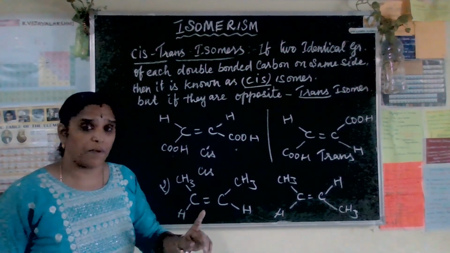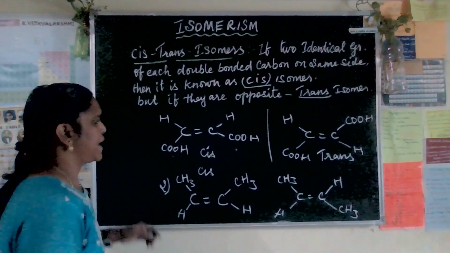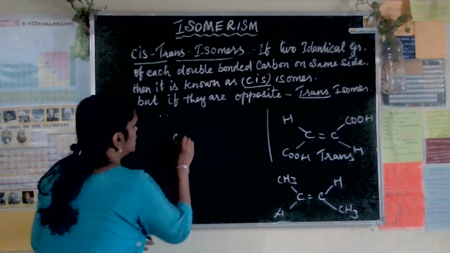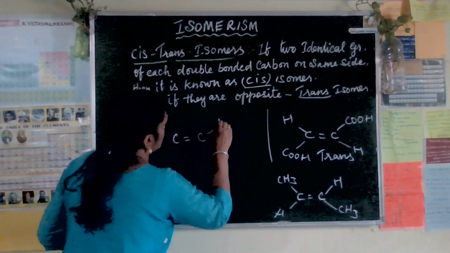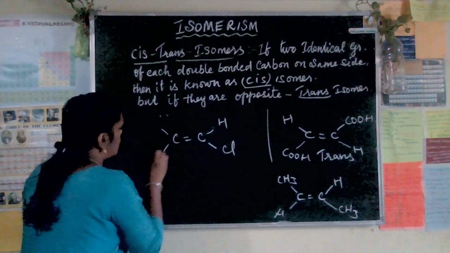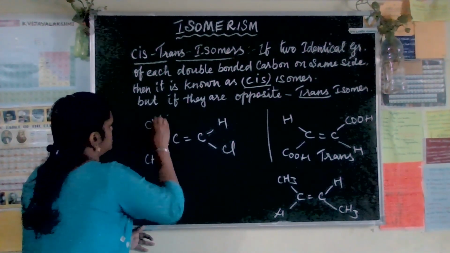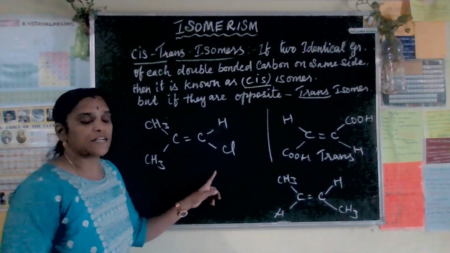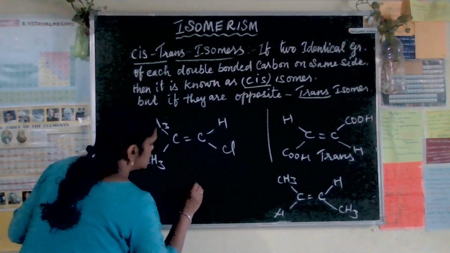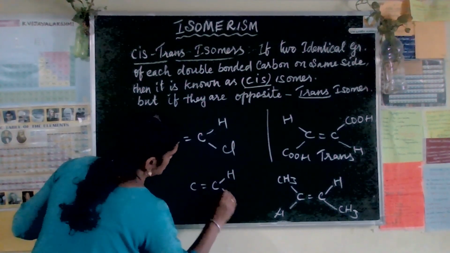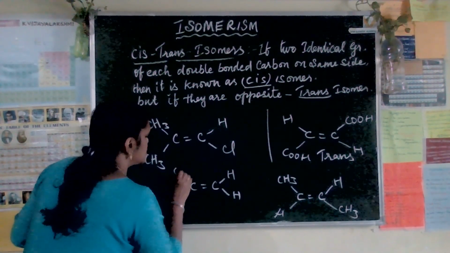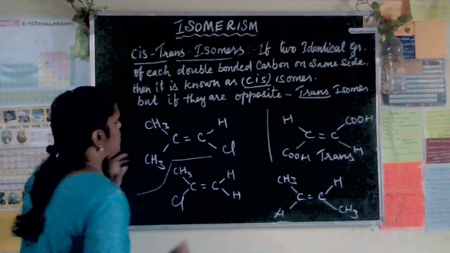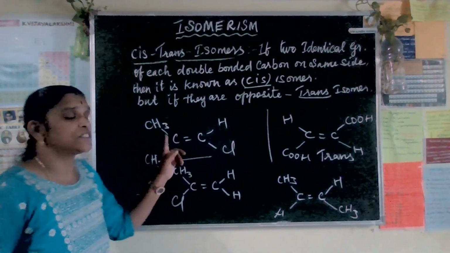Suppose they give one formula, whether it is possible or not, let us identify. Now suppose here C double bond C, here one hydrogen, here one Cl. Now both the sides CH3, CH3. Do you think that this is possible for cis and trans isomer? Okay, one more example also. C double bond C. Here one hydrogen, the other side also one hydrogen. Here CH3 and here Cl. Now these two compounds, is it possible for cis and trans isomers?